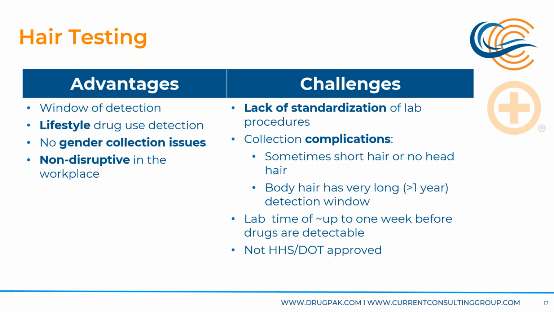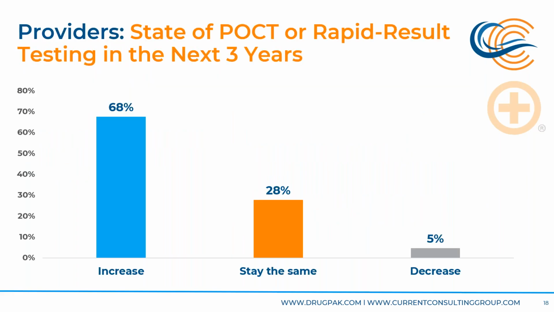No drug test proves that somebody's impaired, but the closer you can get to the time in which the person consumed the drugs, and within that window of impairment that we talked about from that University of Sydney study, the more likely that you can use the drug test result in combination with other elements to take adverse employment action.